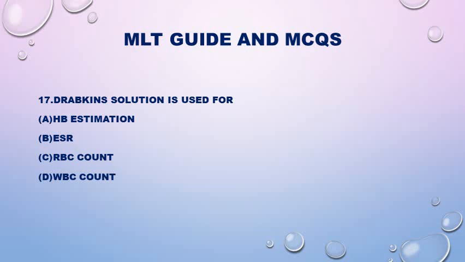17. Drabkin's solution is used for options A. HB estimation, B. ESR, C. RBC count, D. WBC count. And the answer is option A. HB estimation, or hemoglobin estimation.